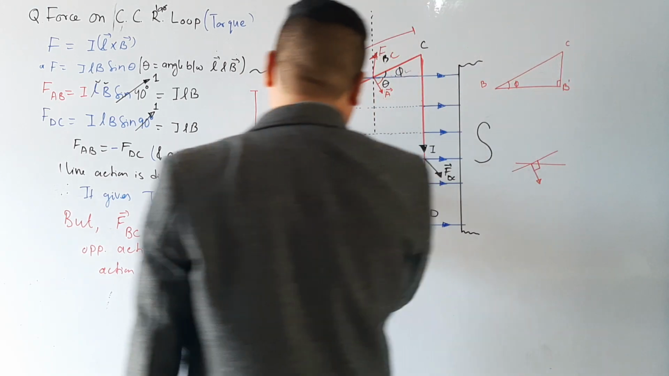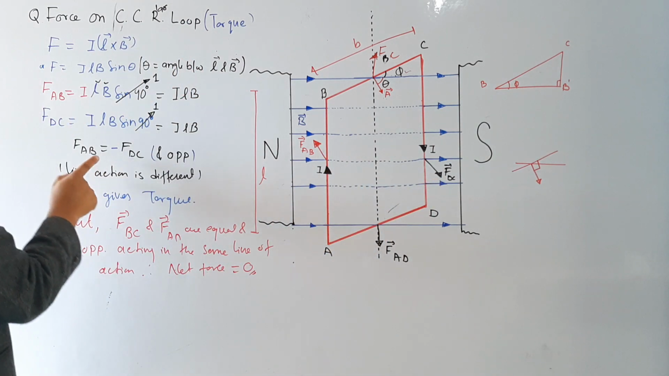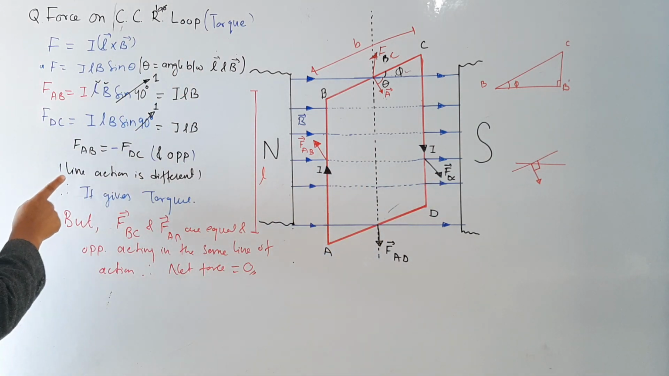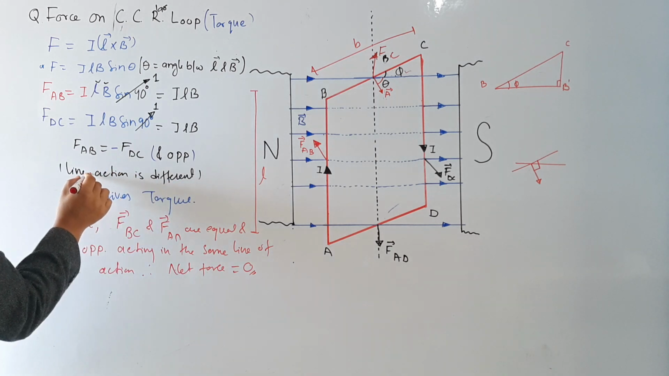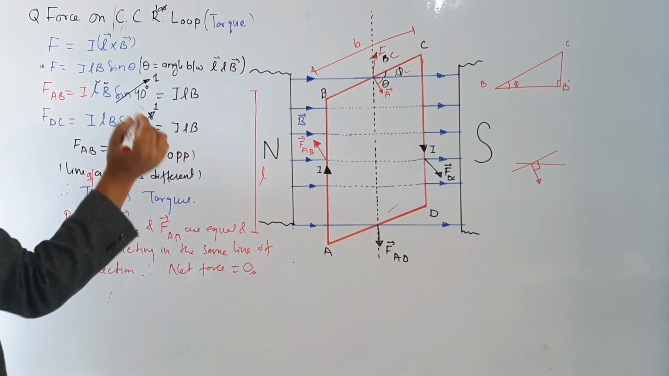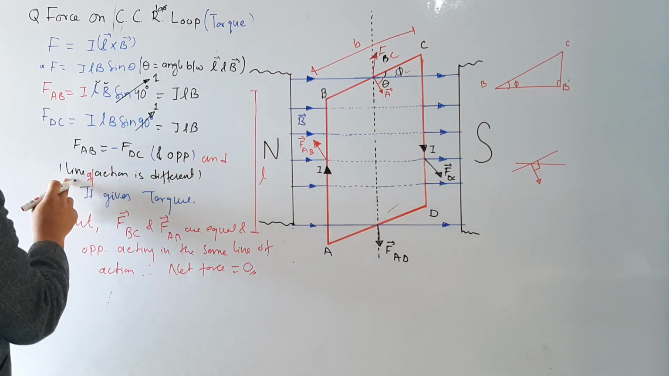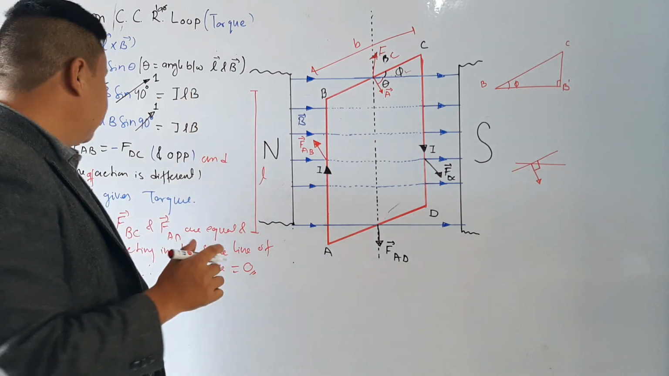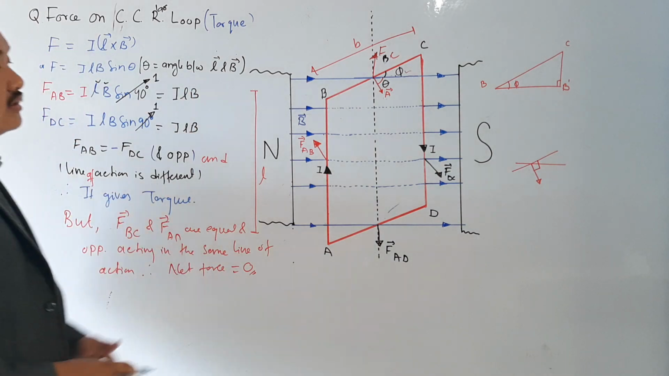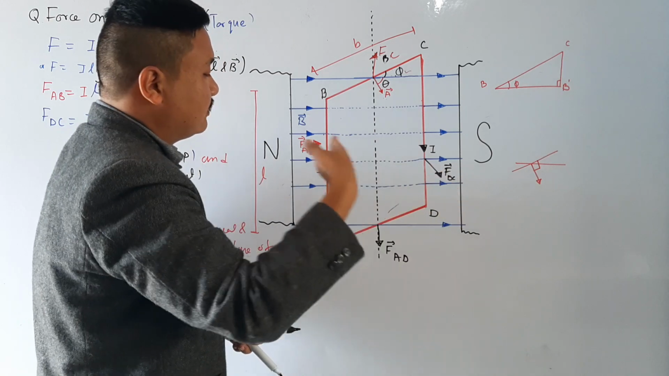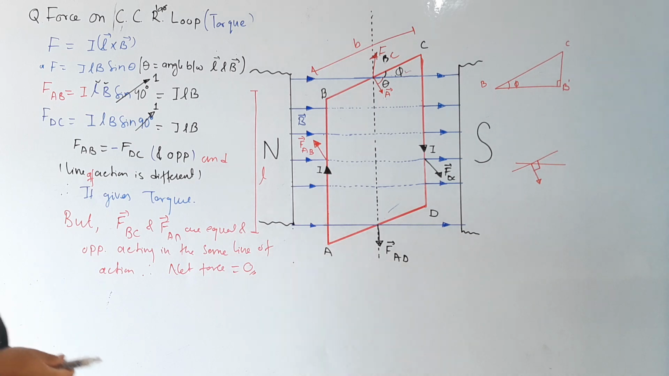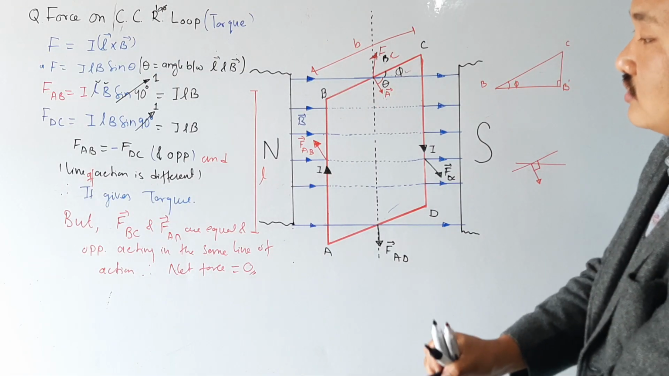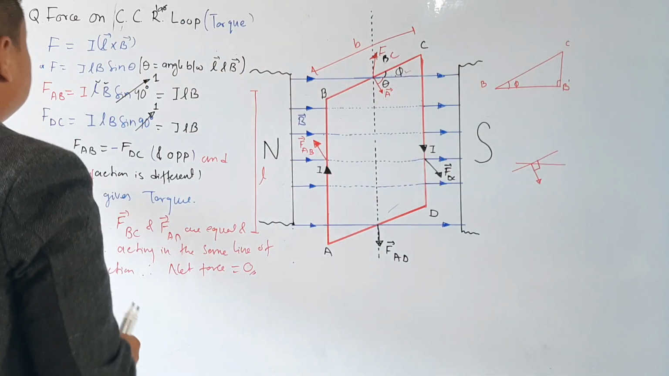But if you see this one, force AB and force DC here, they are equal and opposite, and line of action is different. So therefore it gives torque. So it means that it will pull that way, it will pull that way, and it will give a torque. Okay, so now what we need to do? We need to do the derivation of torque. Okay, so let me go to the torque.